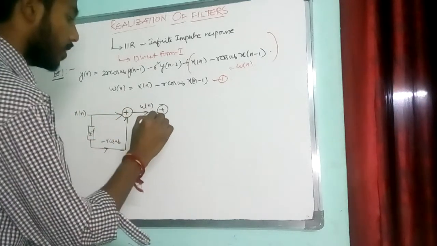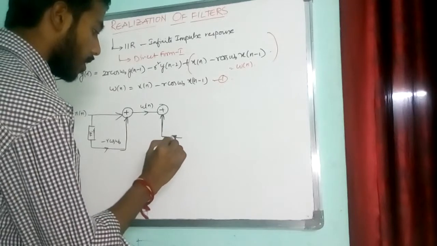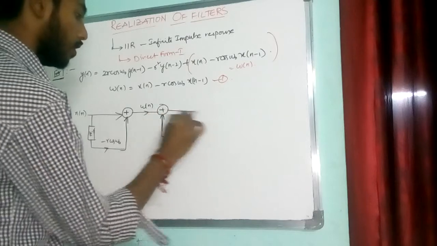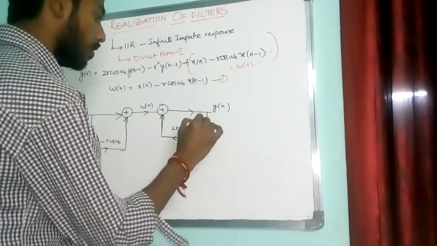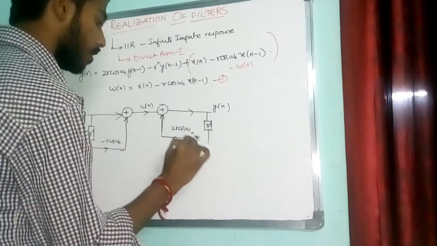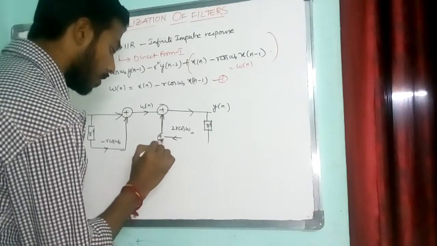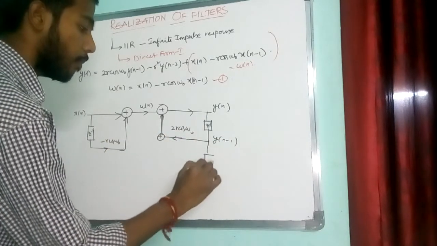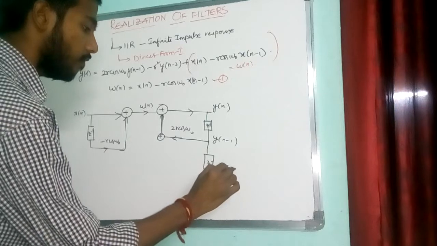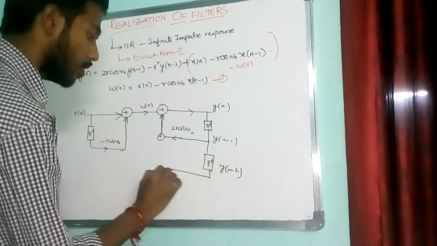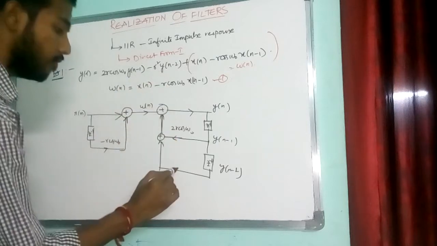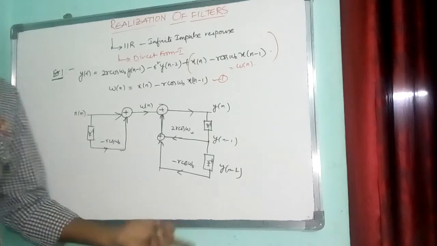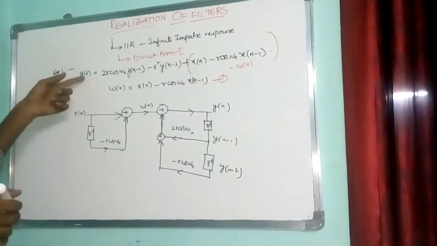Whereas this w of n is added with 2r cos omega naught, giving my y of n. I am applying a delay here, giving y of n minus 1, and again apply a delay, which gives my y of n minus 2, with a constant coefficient of minus r square. Now this is my direct form 1 realization of the given equation.